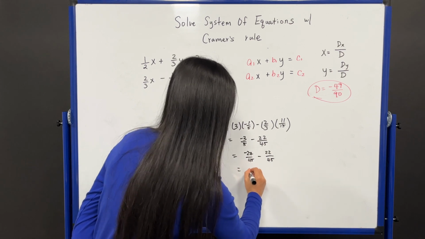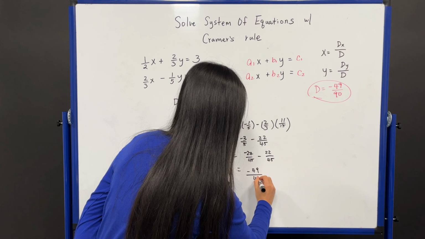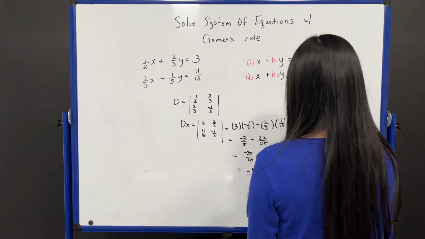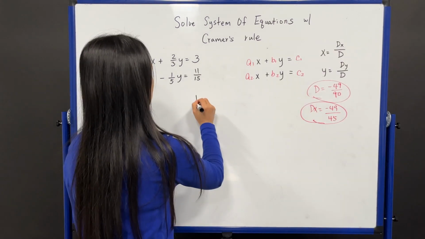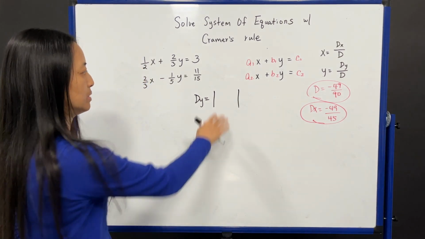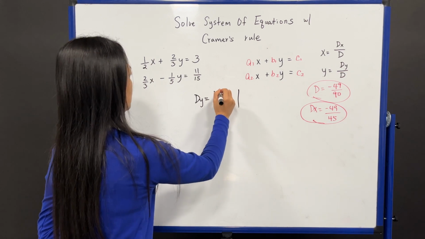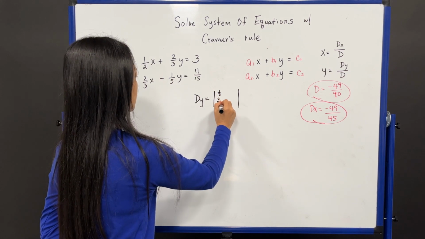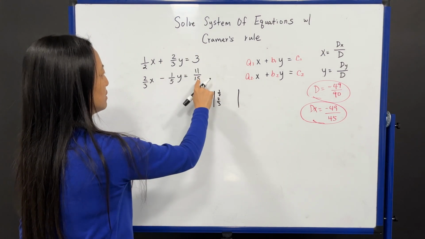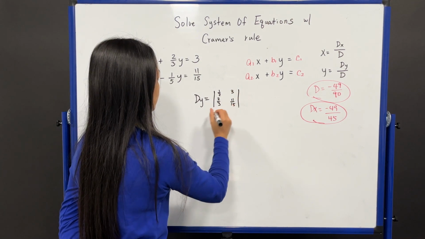So we get negative 49 over 45. So that's our d of x. To find d of y, I hope by now you remember what to put into these columns. Our first column is going to be our x coefficient. That's 1/2 and 2/3. Our second column, because we're looking for y, we want to disregard that and replace that with our constant, 3, 11 over 15.